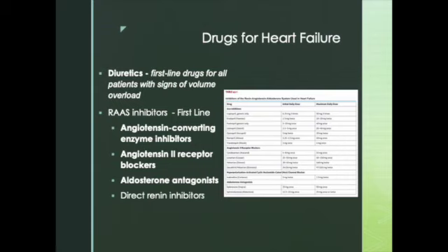So, how do we minimize the risk? Potassium levels and renal function have to be measured first at baseline, and then you are going to measure them serially or periodically. If your patient is on a potassium supplement, you have to discontinue the potassium.